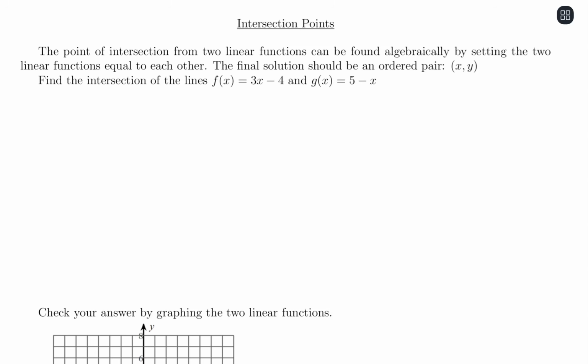We're just going to get an introduction to finding intersection points, and I'll show you how to find them on Desmos as well, but we'll do more with these later in the course too. So the point of intersection from two linear functions can be found algebraically by setting the two functions equal to each other. Because the idea of the intersection point is basically, where do they have the same coordinate?